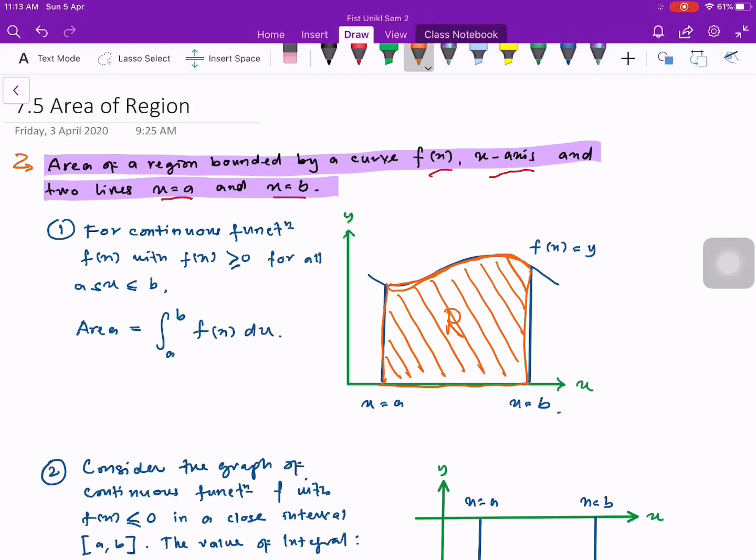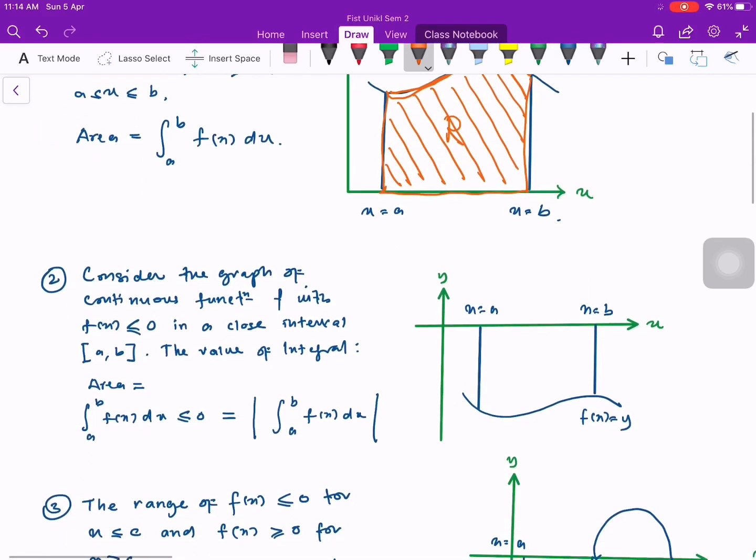Basically, in this case, kita akan guna basic of definite integral, whereby kita akan lakukan the integral of f(x) dx, and we have a limit from A to B. So since we have a vertical line of x equals A and x equals B, yang ini kita akan gunakan basic of integral yang biasa, iaitu kita akan integrate f(x) dx, dan our limit is from A to B.